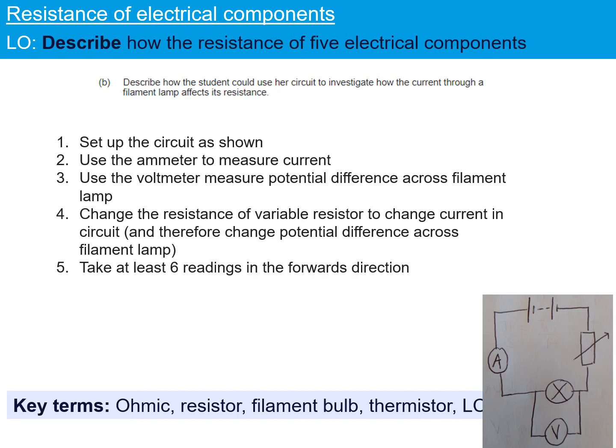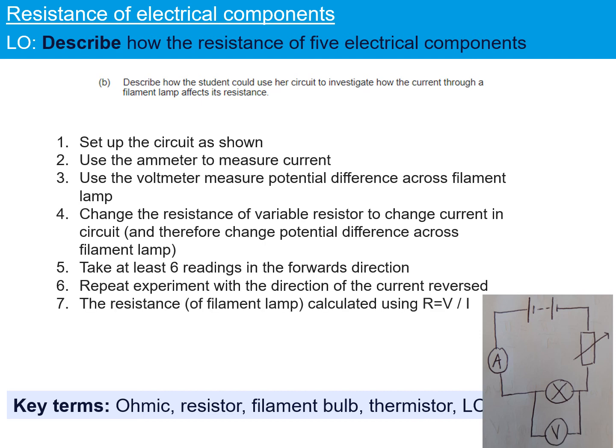5, take at least 6 readings in the forward direction. 6, repeat the experiment with the direction of the current reversed. And finally, number 7, the resistance of the filament lamp can be calculated using resistance equals V over I, or you could say that you could plot a graph of current against potential difference and look at the gradient.